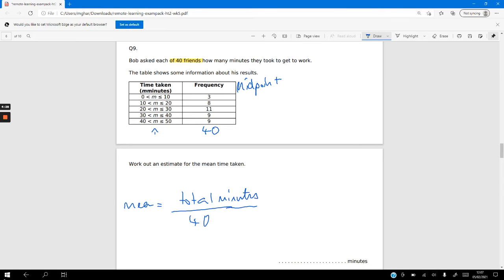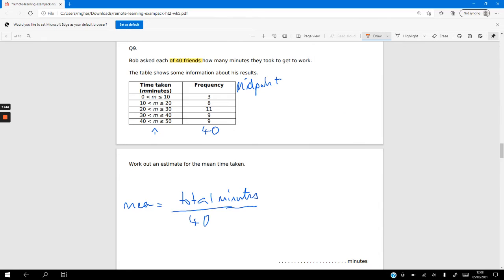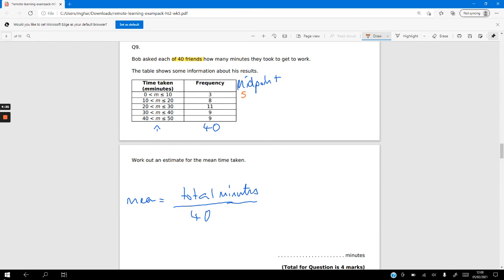Now the midpoints are as follows. Between 0 and 10 is 5. Between 10 and 20 is 15. Between 20 and 30 is 25. Between 30 and 40 is 35. Between 40 and 50 is 45.